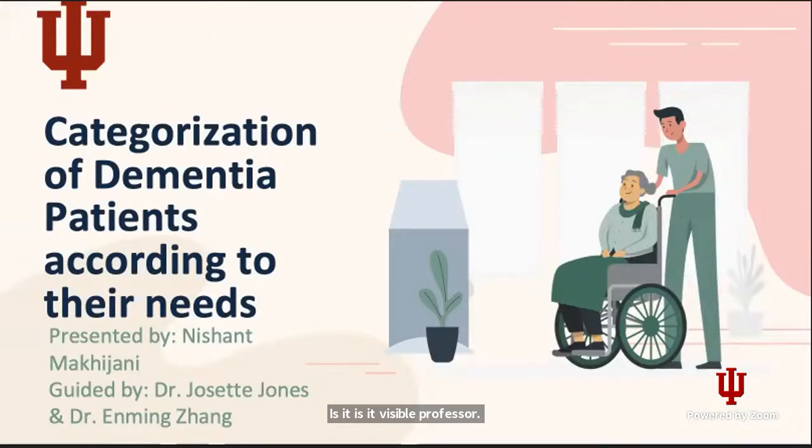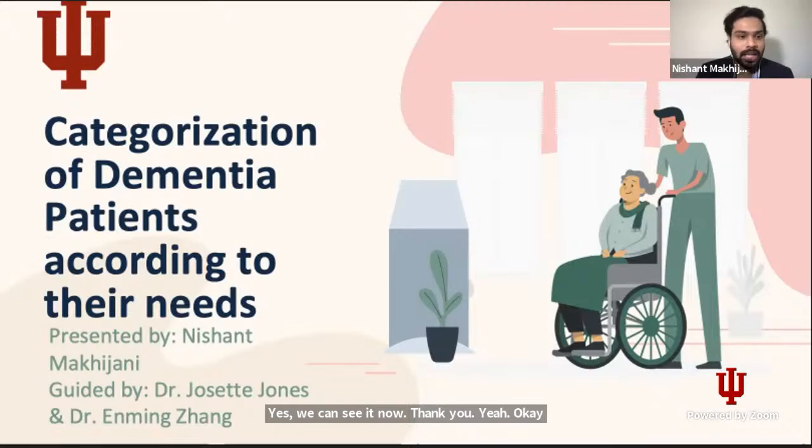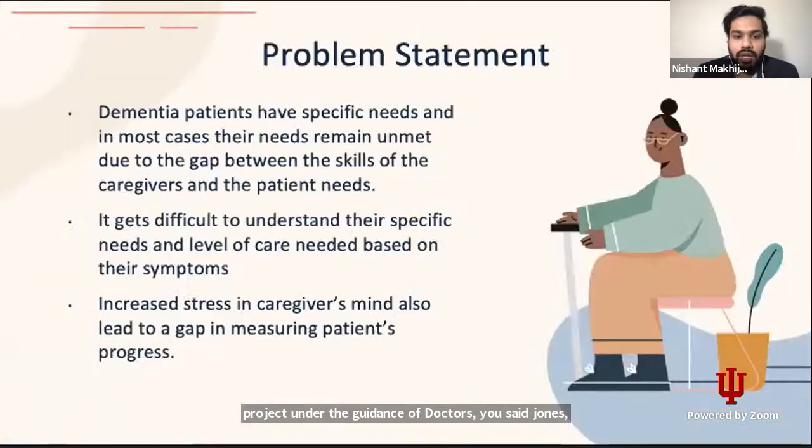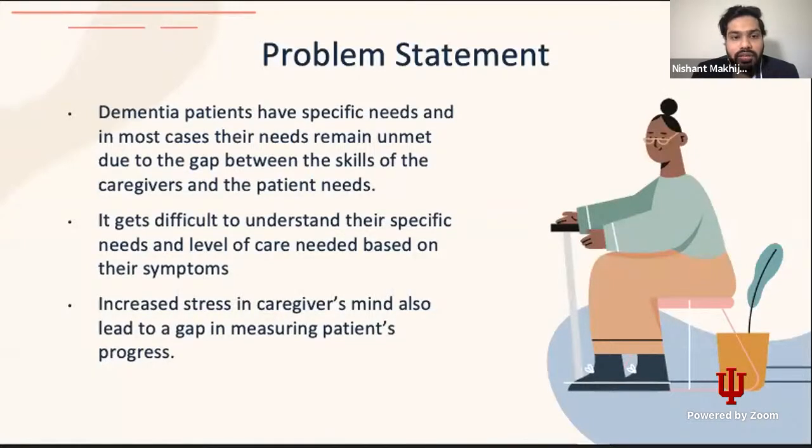Thank you. Okay. So, hello, everyone. My project is categorization of dementia patients according to their needs. And I worked on this project under the guidance of Dr. Joseph Jones and Dr. Enming Zheng. Now, moving ahead to the problem statement, dementia patients have very specific needs based on their symptoms, and their needs remain unmet due to the gap between the caregiver skills and the needs of the patient.